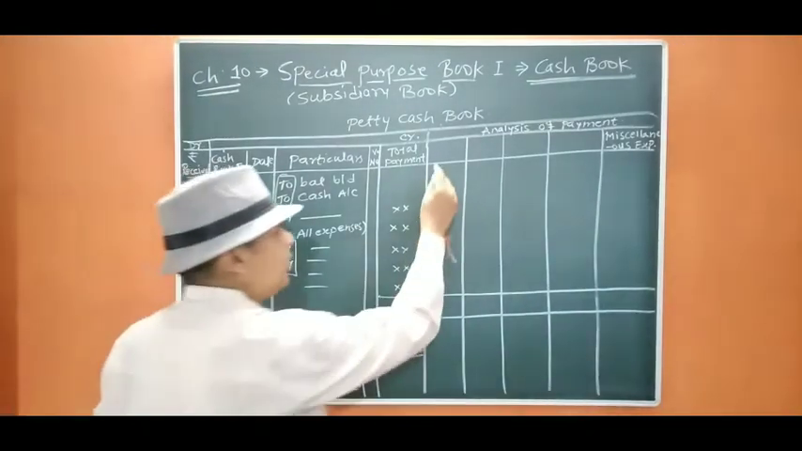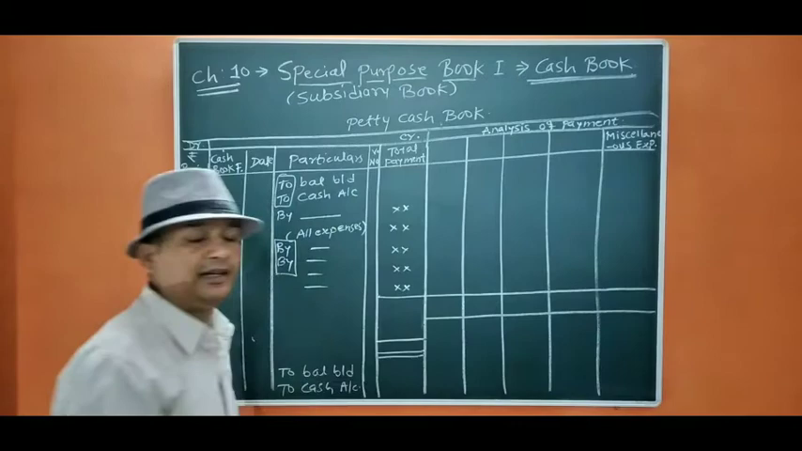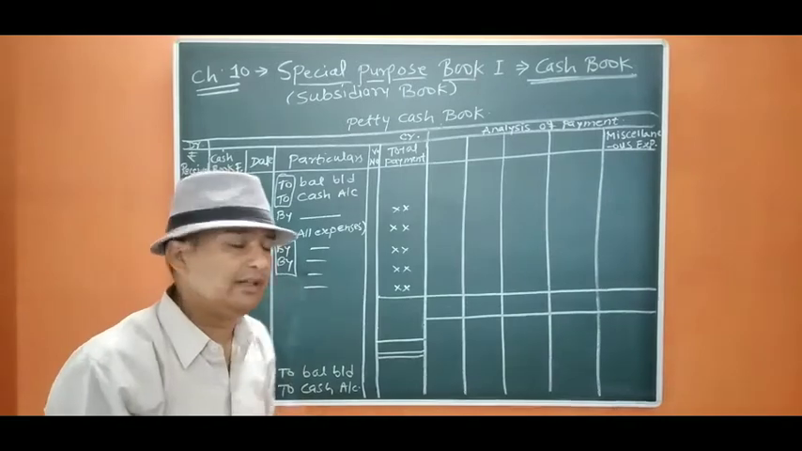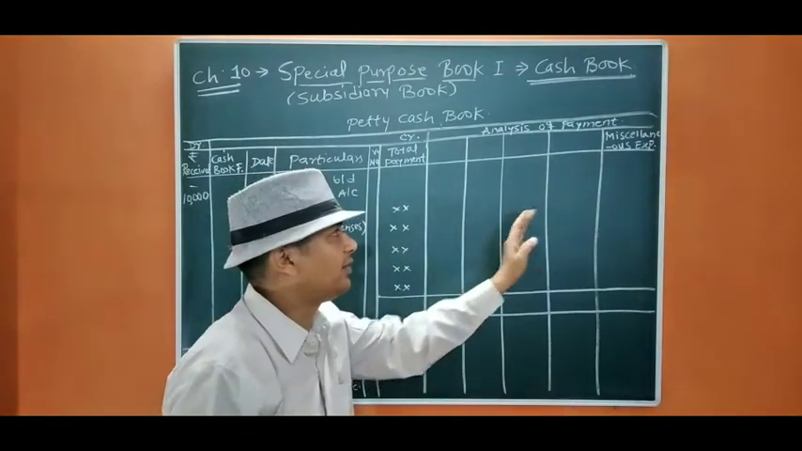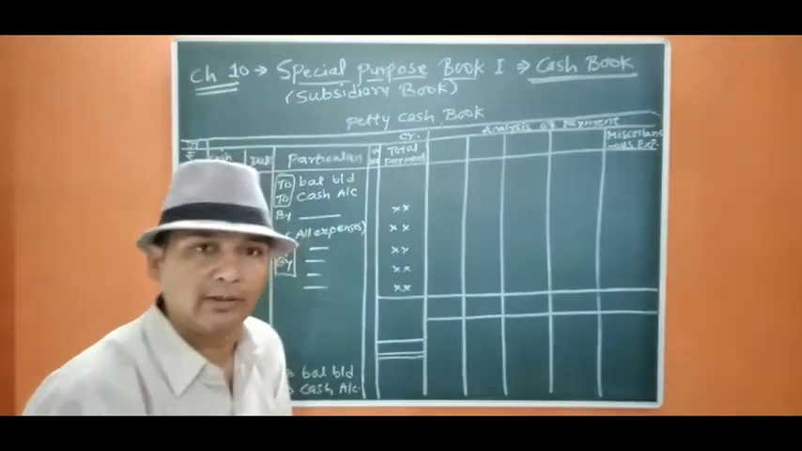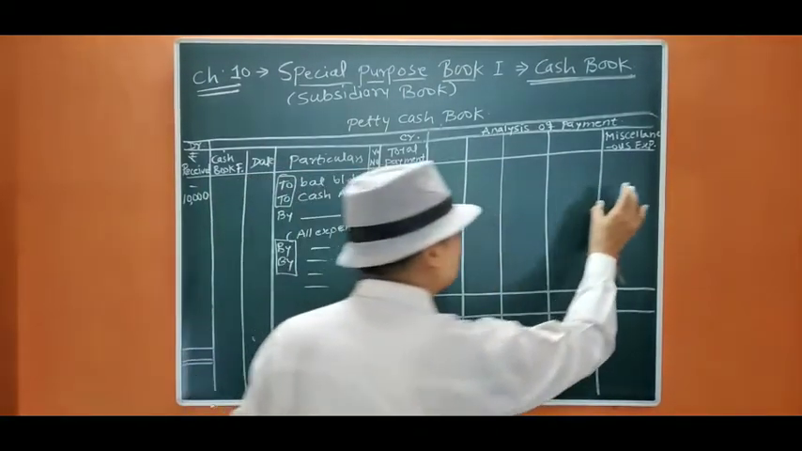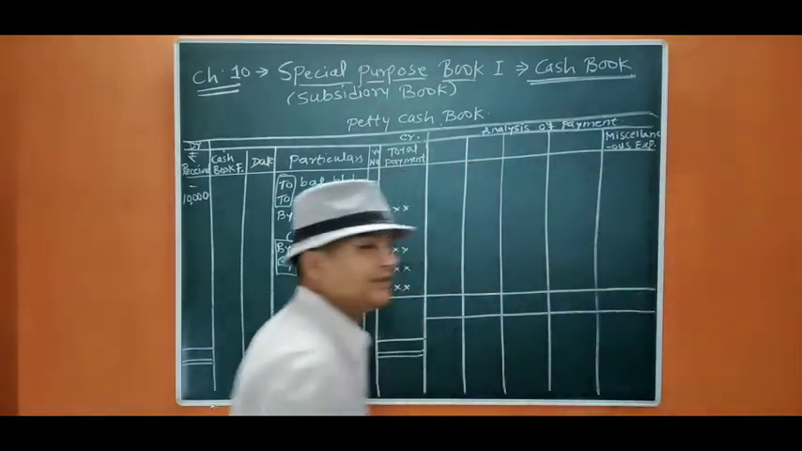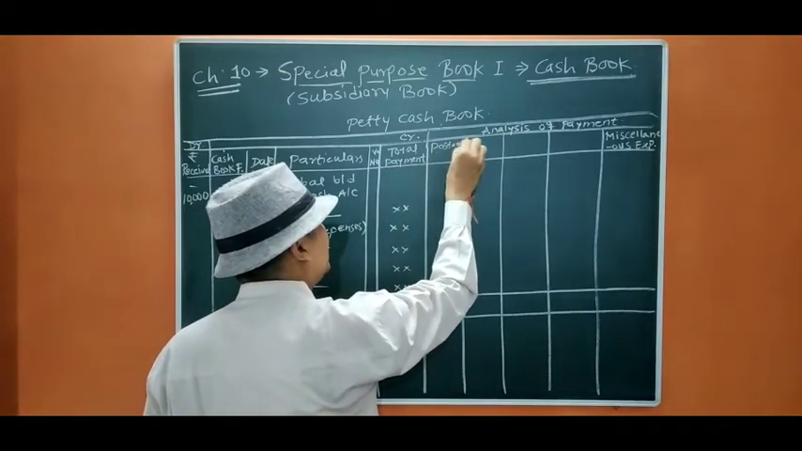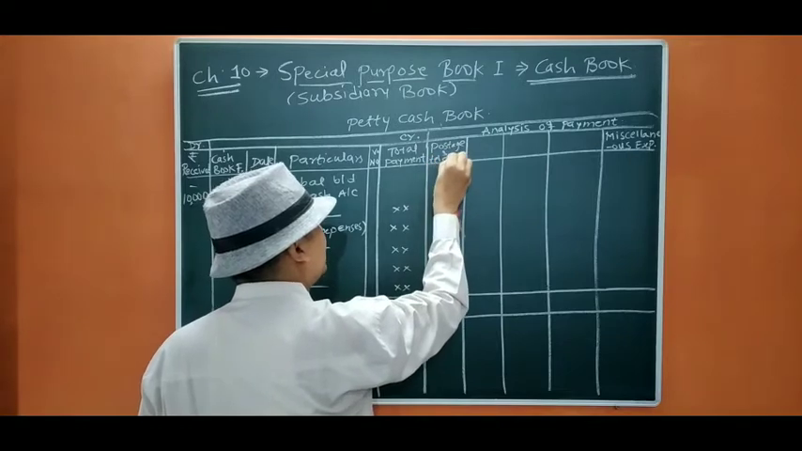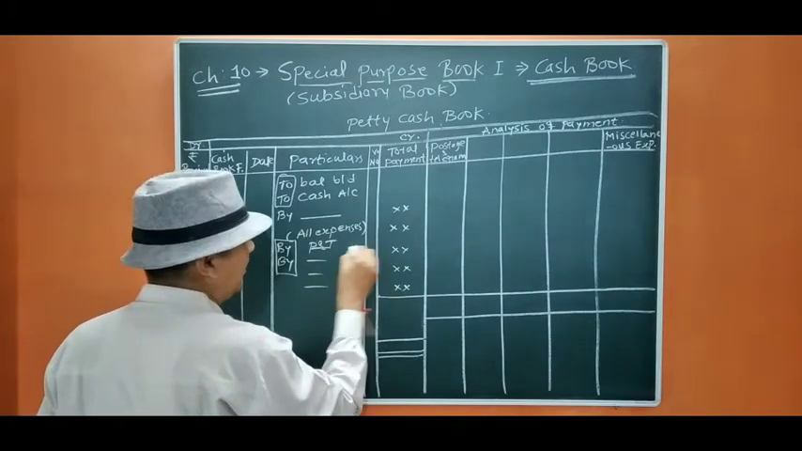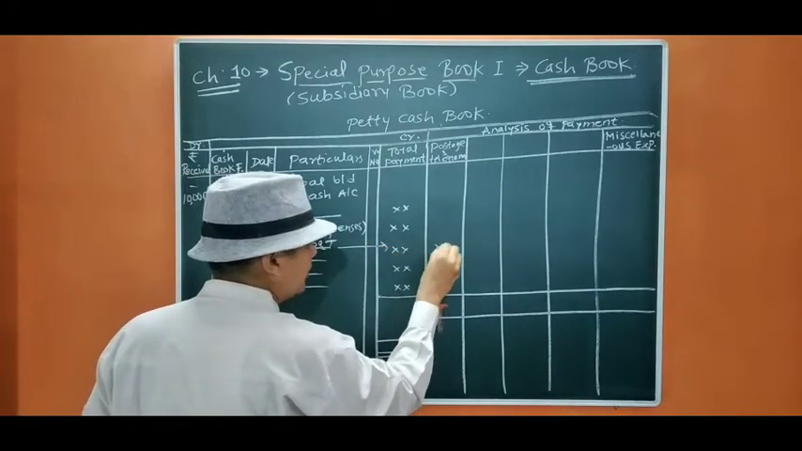Now these columns are written for the repetitive expenses. Those expenses which are coming repetitively, we are going to have their separate columns. These are 4 columns, but you can have more columns for more items. The last column will always be miscellaneous expenses. Suppose postage and telegram is a repetitive item, and you write postage and telegram. Now the amount written in front of this will be shown here.